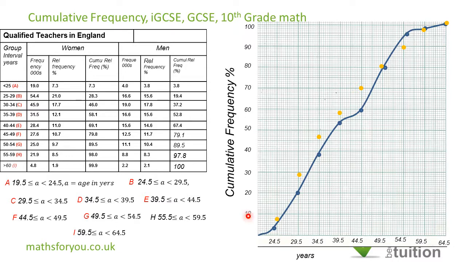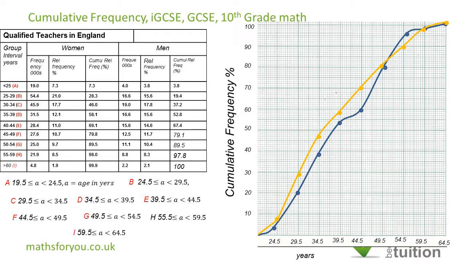Now, that's a bit different from what you find in the exam. In the exam, you find a nice S-curve like that. But that's not real life. This is real life here. This is what it is about. Okay, so the blue one is the cumulative frequency graph for the male teaching population, and the yellow-pinkish one is for the female teaching population.